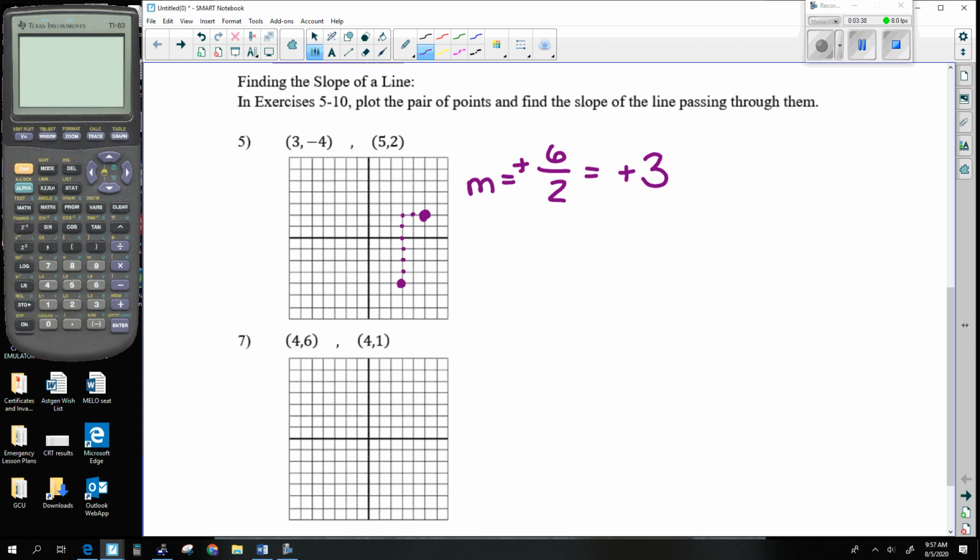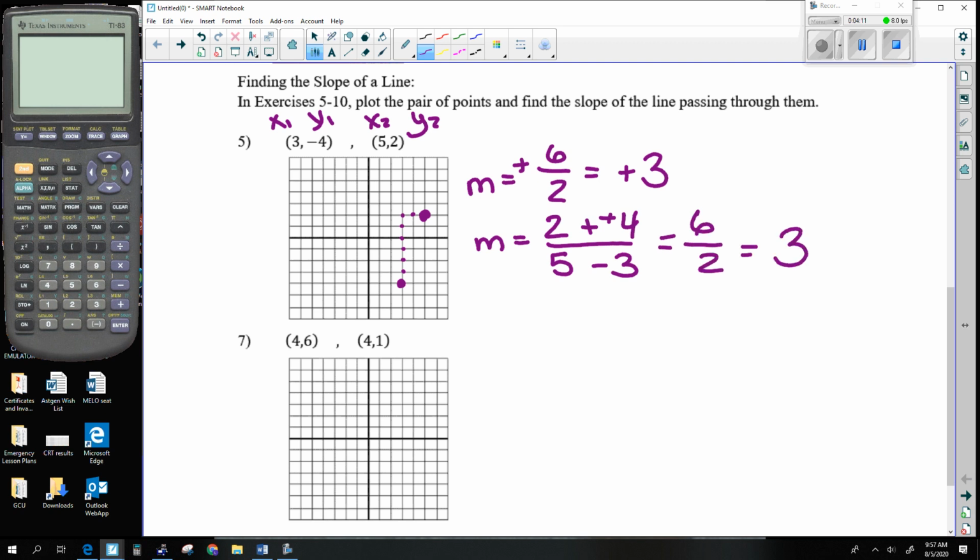I would actually probably do this the algebraic way. I would identify the points, and I would do y2 minus y1 over x2 minus x1. So that would be 2 minus negative 4 over 5 minus 3. So this would be 6 over 2, aka 3, as we found before. I probably wouldn't actually plot this out if I had my way.